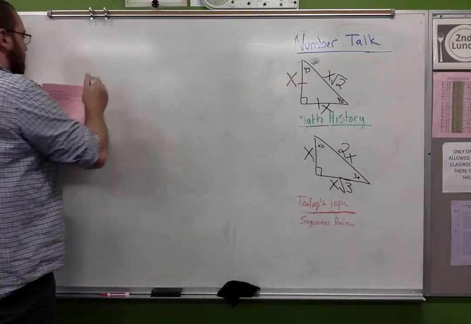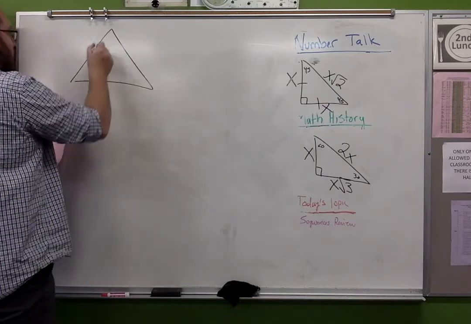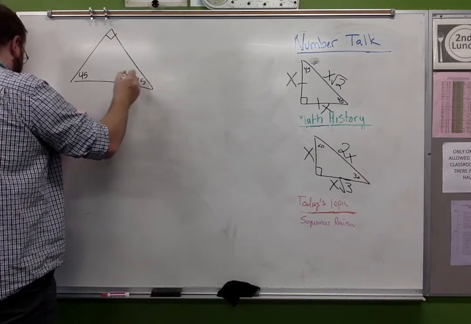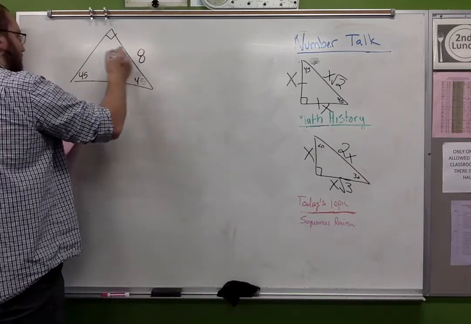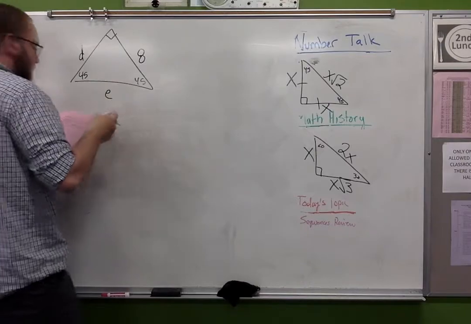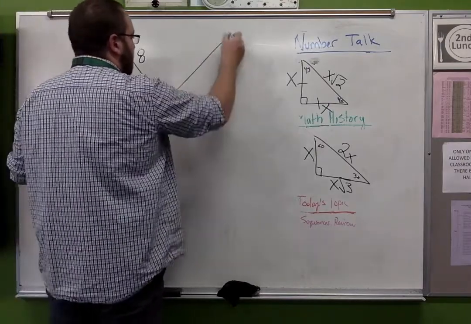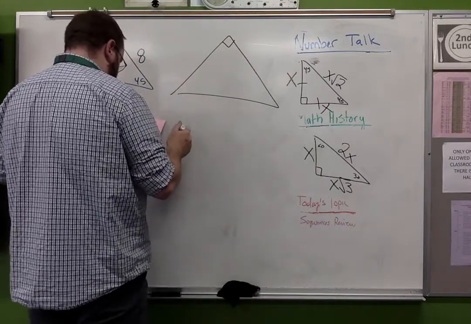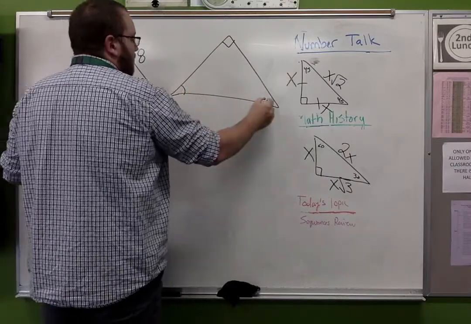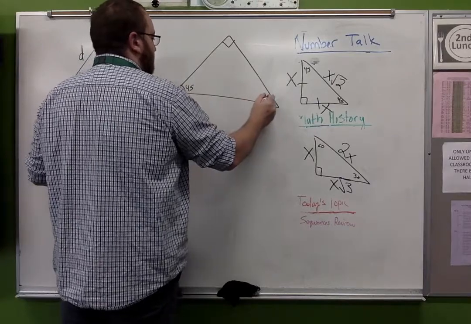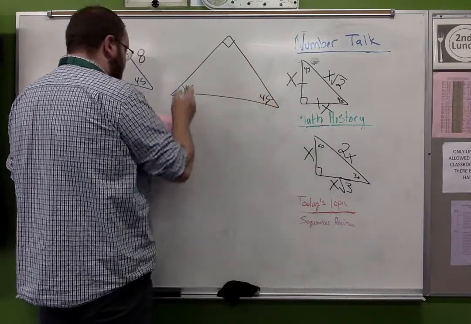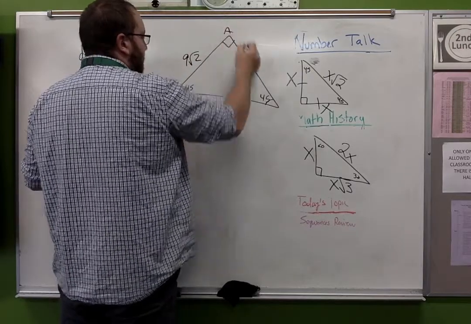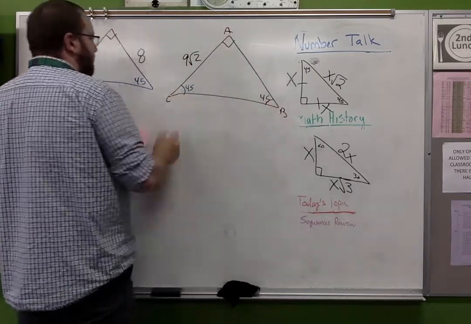Okay, so we got this triangle here. This is 45, 45. This is 8. This is D. This is E. And then we have these are 45s. This is 9 square root of 2. And this is A, B, C.